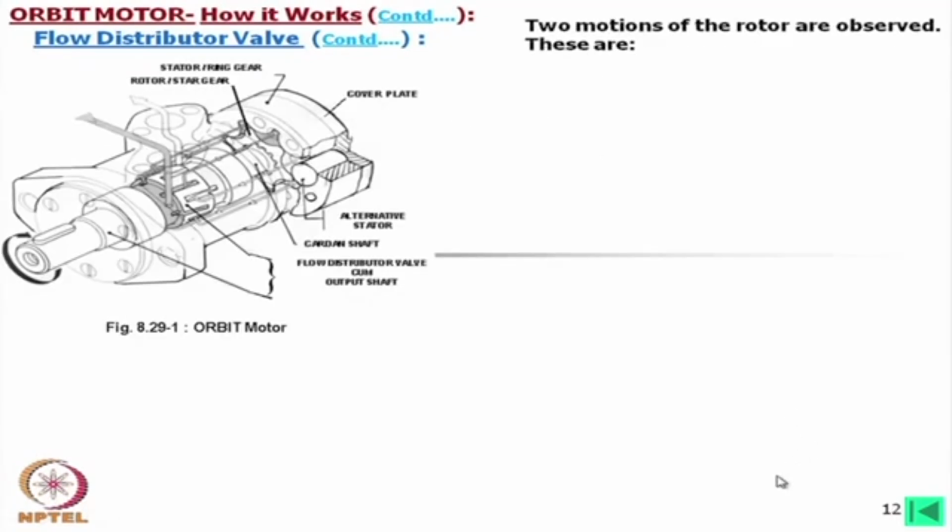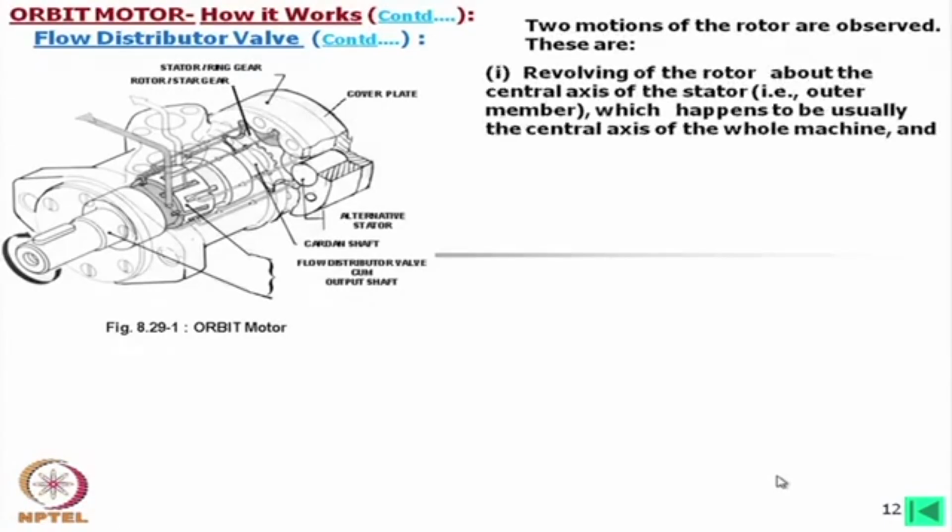Two motions of the rotor are observed. These are the revolving of the rotor, rotor meaning in this case the star, about the central axis of the stator. Stator means in this case the ring gear, which happens to be usually the central axis of the whole machine. That means the central axis of the outer member is the central axis of the whole machine. The second is rotation of the rotor about its own axis. This member has a revolving motion around the central axis, and it has a motion about its own axis.